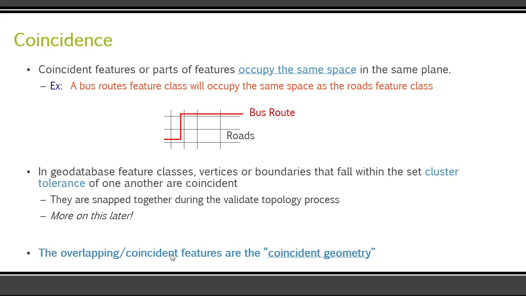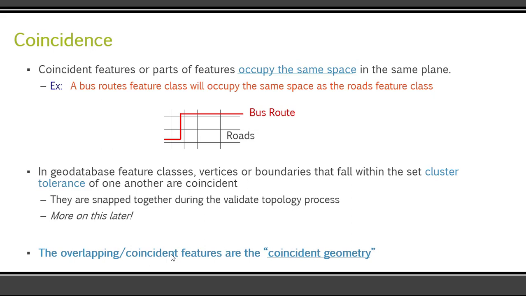Next up is coincidence. And this is features or parts of features that need to occupy the same space in the same plane. So we're usually thinking about 2D data here. And this goes back to our bus route and roads example. So our bus routes should always occupy the same space as our roads feature class. So our geodatabase would look for these coincident features, and these would be our coincident geometry. So the lines that are in both bus routes and roads would be our coincident geometry.